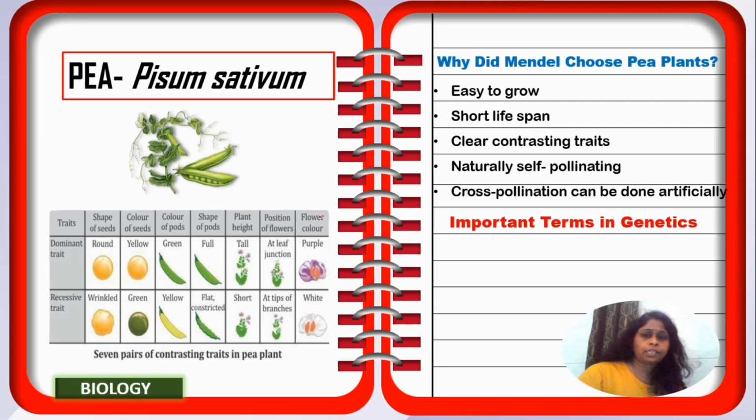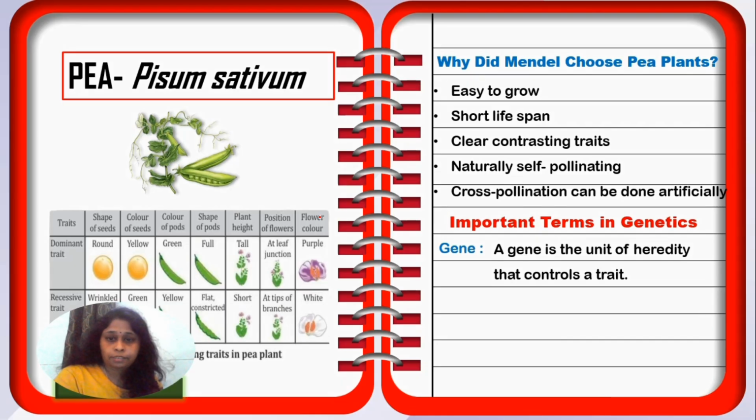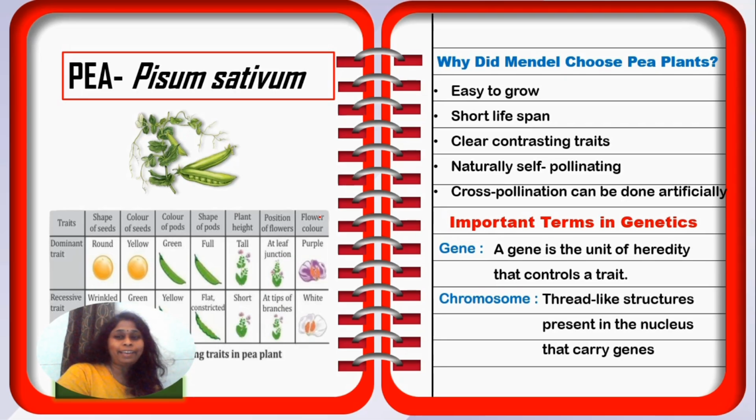Then let us understand the basic important terms that come in genetics. What is a gene? Gene is a unit of heredity that controls the trait. Then chromosome. What is a chromosome? Chromosome is a thread-like structure present in the nucleus that carries the genes. Nucleus is the brain center of the cell. So the chromosome is the thread-like structure present in the nucleus that carries the genes, that is the DNA.